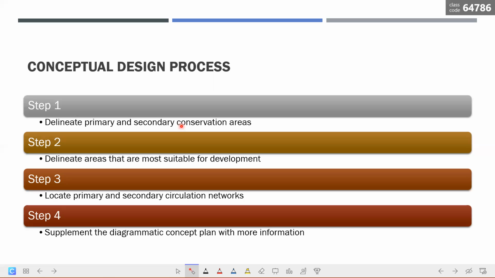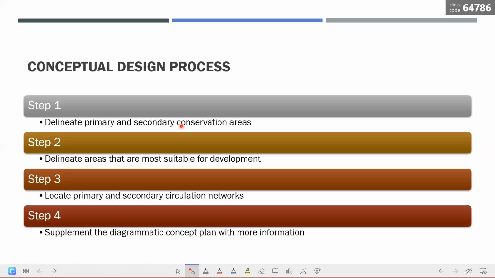Once you've delineated the areas, locate primary and secondary circulation networks, including primary and secondary access points. Where are the service access points? Where's the loading? Where should the loading area be? Where should the primary access be for visitors? Where should the staff entrance be?